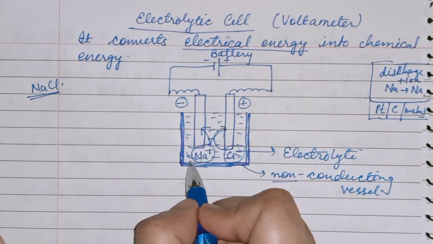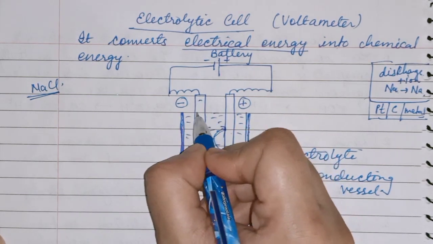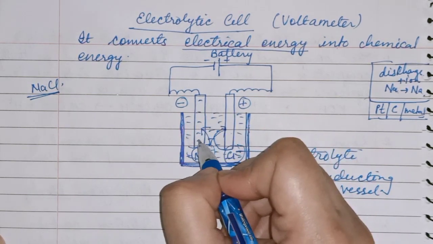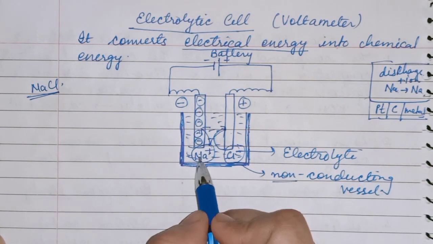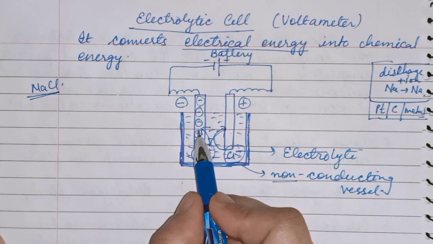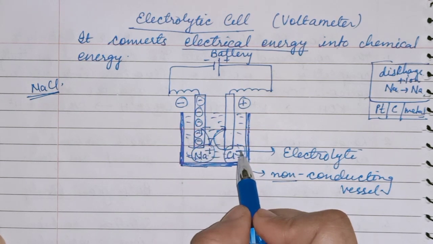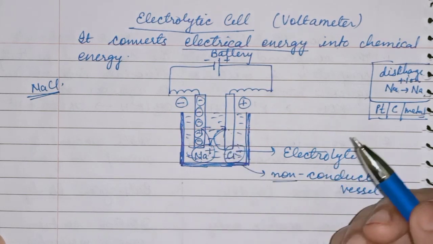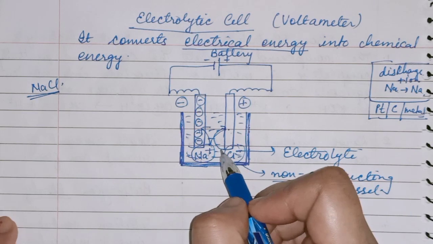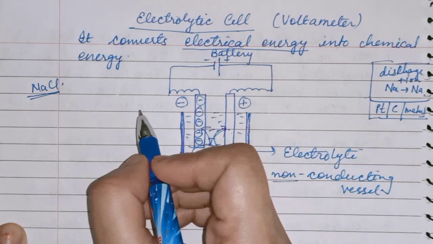So what is happening? Na plus is moving towards the minus electrode, and in this minus electrode many electrons are already present. So Na plus will move towards the minus electrode and Cl minus will move towards the plus electrode. Now how will you identify them? There is one trick to remember the plus and minus electrodes.